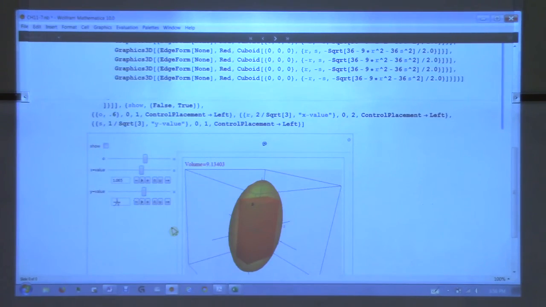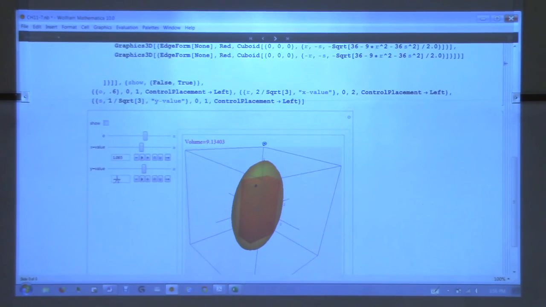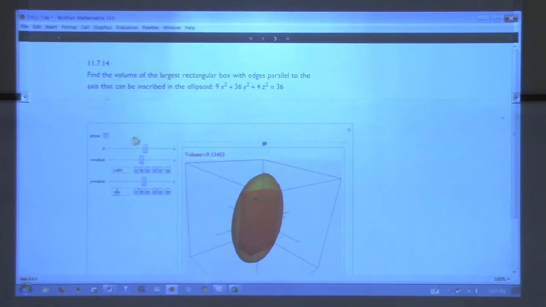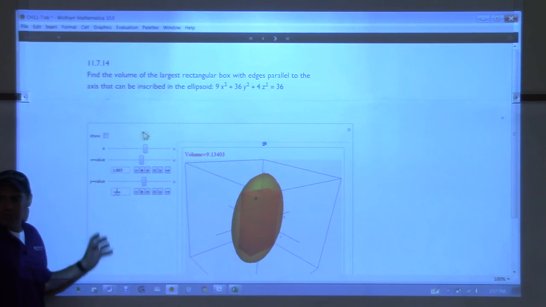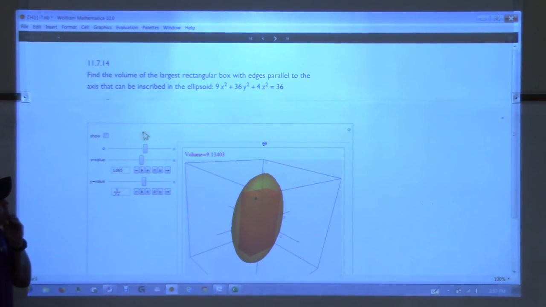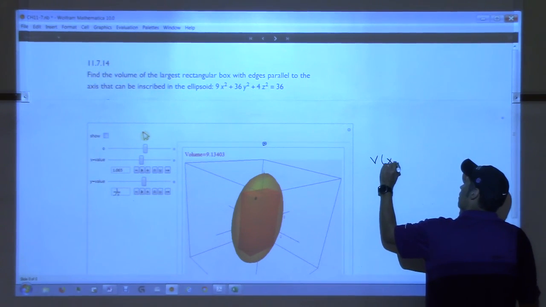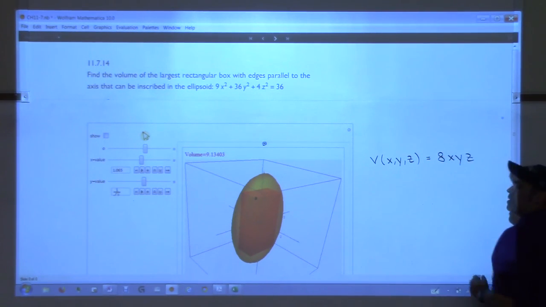Okay, let's revisit that problem that we started class with, the ellipsoid and finding the maximum volume of a box in there. So this was the problem, and we saw what the setup was going to be like. We knew that we were going to have a domain that was going to be some ellipse in two-dimensional space. It was going to be a mess, right? But now, we're trying to find the volume of this thing. Our volume function is a function of three variables, x, y, and z, and it's simply 8xyz. We had agreed on that, right?